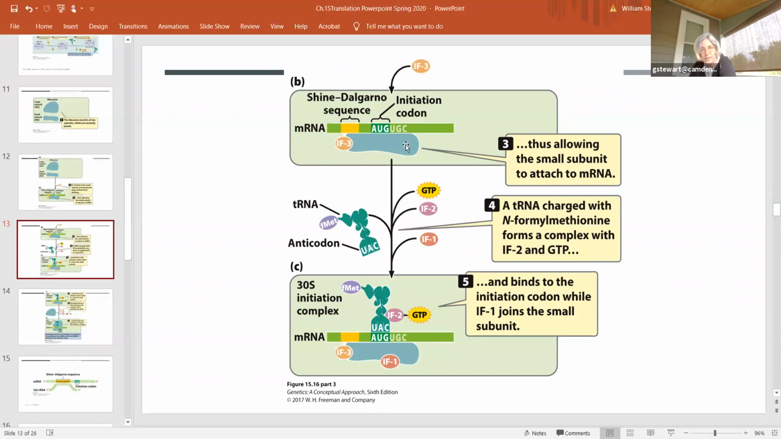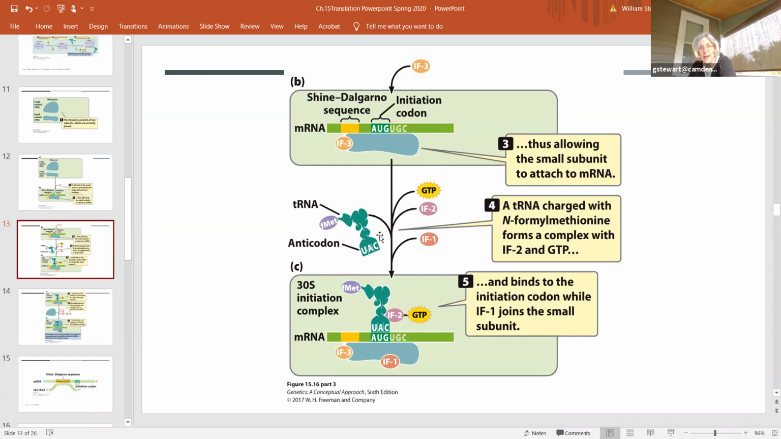So the message attaches to the small subunit of the ribosome. The Shine-Dalgarno sequence helps with the orientation. Initiation factor 3 prevents the large subunit from binding too soon. The first transfer RNA, which carries formylated methionine, matches its anticodon perfectly to the first codon of the message and binds to the message.